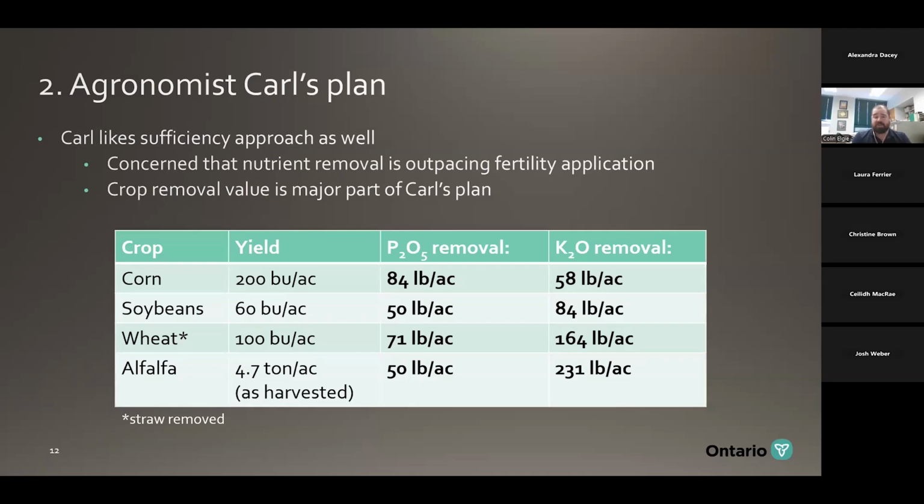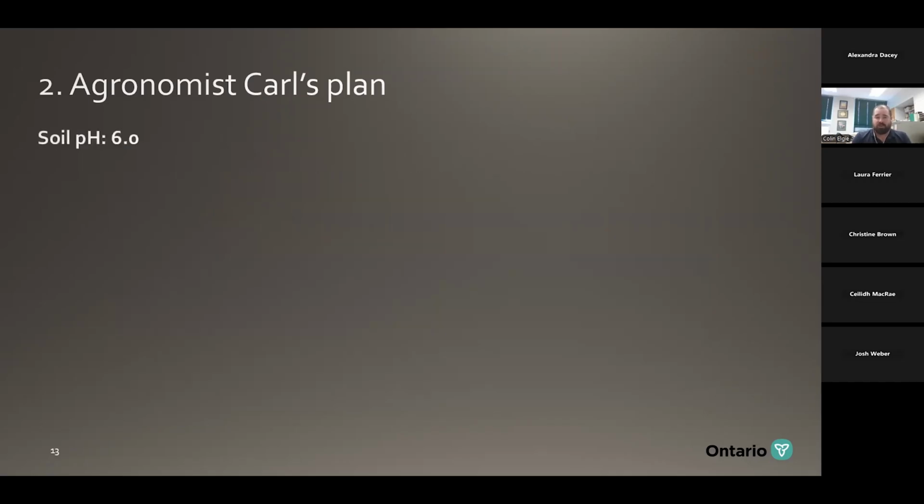And so obviously these are more or less standard yields for a lot of the province. In some cases, we may be much lower yielding. In some cases, we may be much higher yielding. But these are the actual nutrients that are removed from that crop as we take that grain or plant matter off of the field. And so Carl wants to ensure that we are not dropping any further.